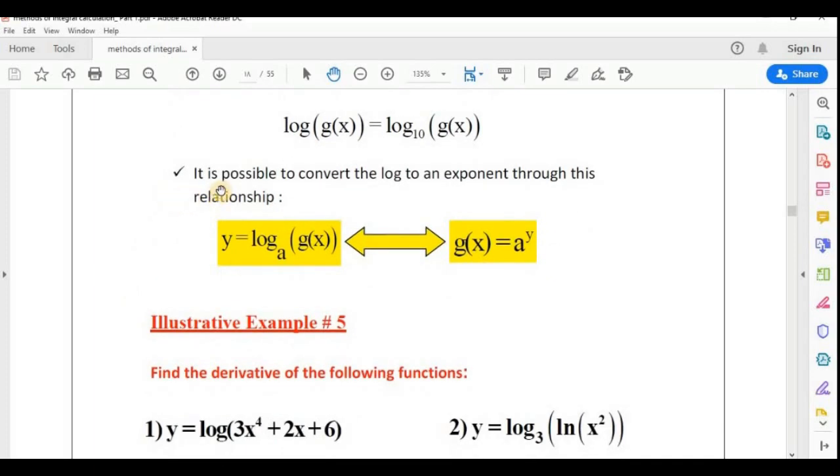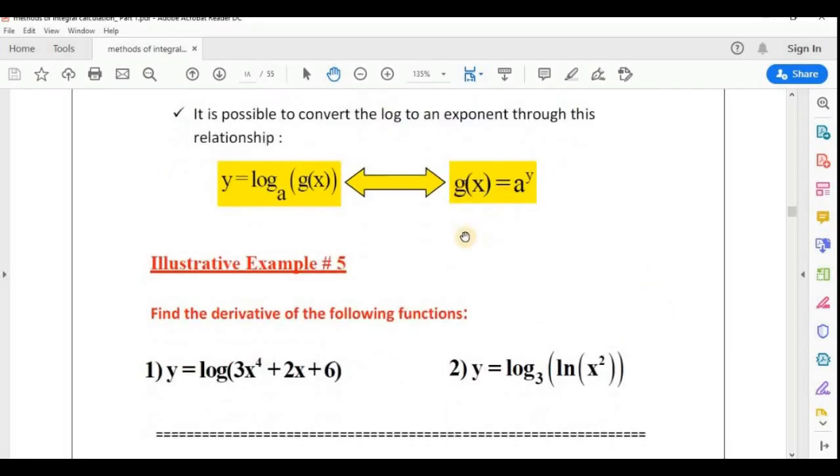Another note: it is possible to convert the log to an exponent formula through this relationship. So y equals log base a of g(x). To transfer it to the exponent formula, it will be g(x) equals a to the power y. So a to the power y will be equal to g(x). You need to figure out a way to memorize this so you will not forget it.